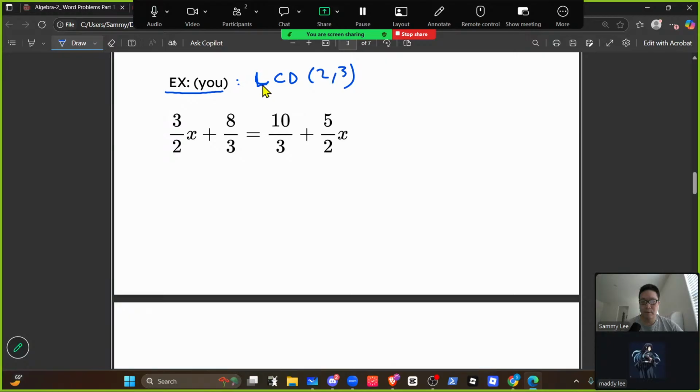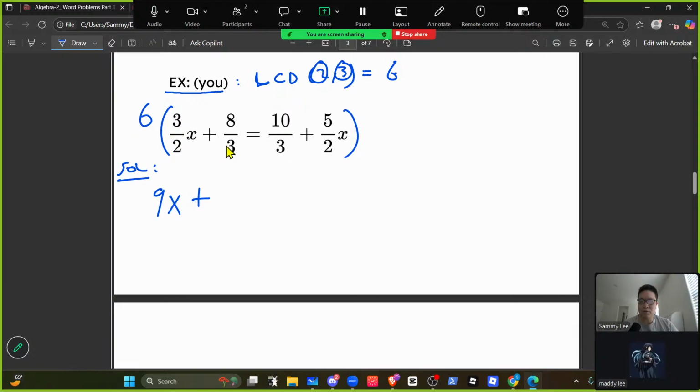I'm done. Okay, so let's go ahead and work on this. Now, the LCD of 2 and 3 is going to be 6. I don't have to do prime factorization because both of these are prime numbers. So I'm going to multiply this whole thing by 6. And when I do that, 2 goes into 6 3 times. 3 times 3 is 9. So we're going to end up with 9x.